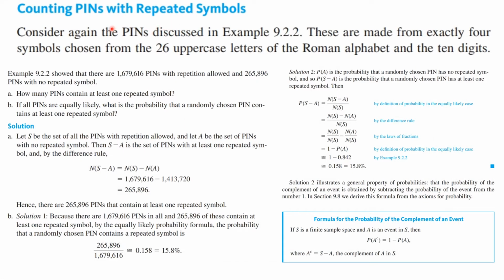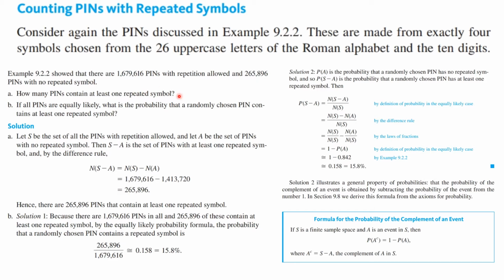Okay, let's look at another example. This is also similar to a problem that we talked about before, but we're solving it differently this time using some of the machinery that we've developed. Counting the PINs with repeated symbols. So consider again the PINs discussed in a previous example, and I'm just reminding you here, these are made up from exactly 4 symbols, chosen from 26 uppercase letters of the Roman alphabet and the 10 digits. And we learned last time that there are this many PINs with repetition allowed, and there are this many PINs with no repeated symbol.